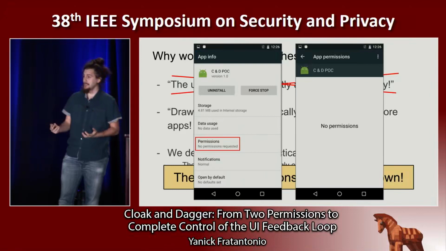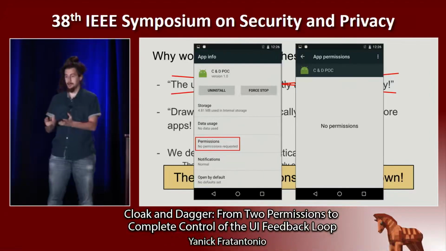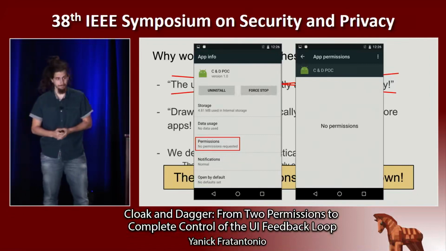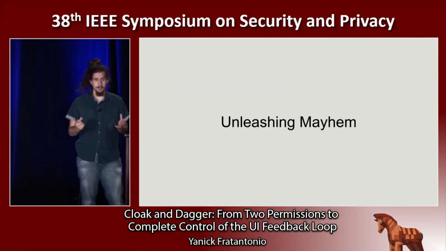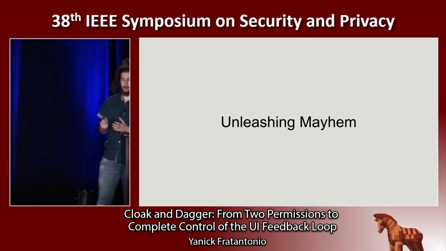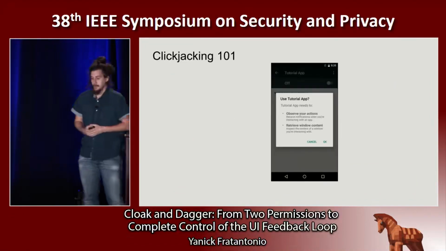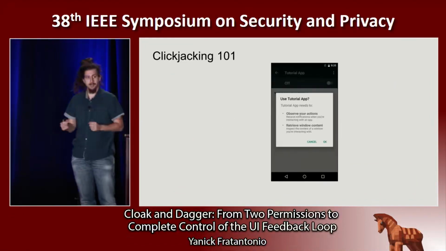Similar for the accessibility service, there is a dedicated menu so that you need to go there manually, but you're not going to see it here. And now I'm going to show you how, with these two permissions, we can do really bad stuff. Now, before I continue, I have a super quick introduction about clickjacking attacks.